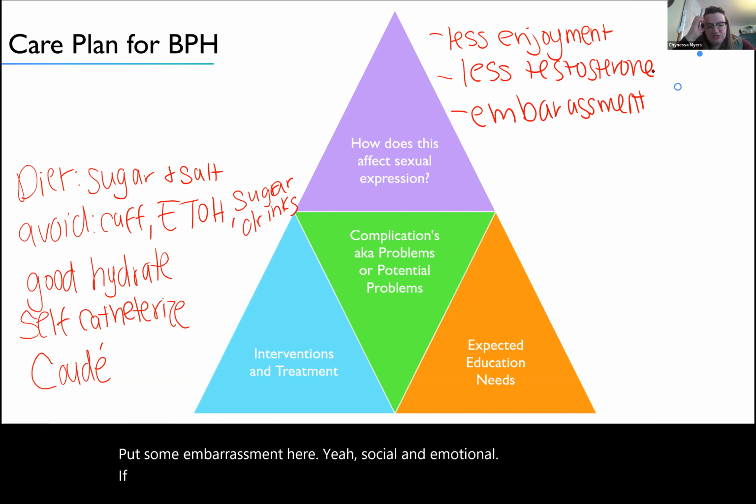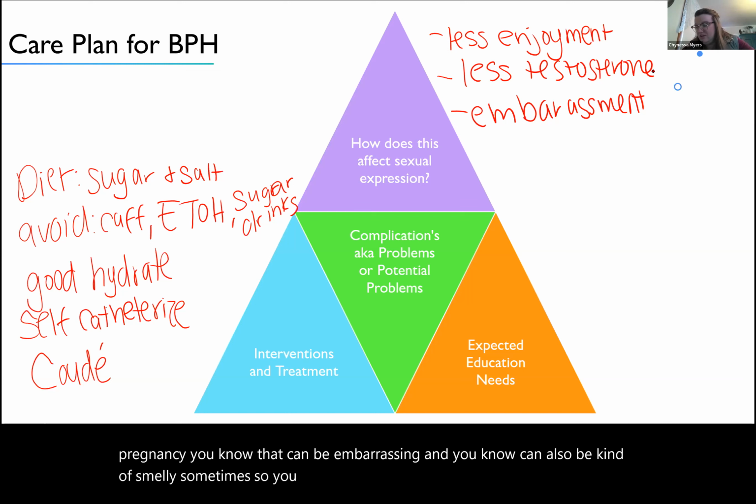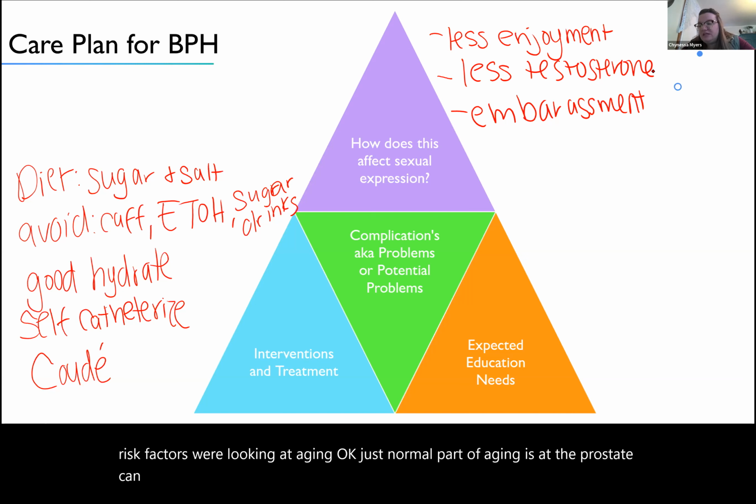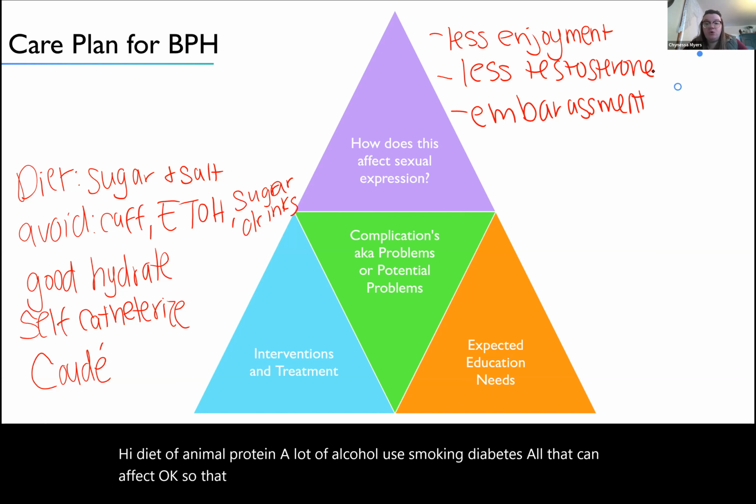If you've ever had any issues with incontinence or anything like that, even post-pregnancy, you know that can be embarrassing, and it can also be kind of smelly sometimes. So you have the odors that you're looking at. Some risk factors we're looking at: aging. Just normal part of aging is that the prostate can grow, obesity, lack of physical activity, high diet of animal protein, a lot of alcohol use, smoking, diabetes, all that can affect. So that'll probably affect sexual expression more if they have underlying conditions as well.